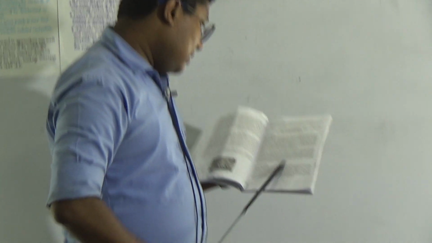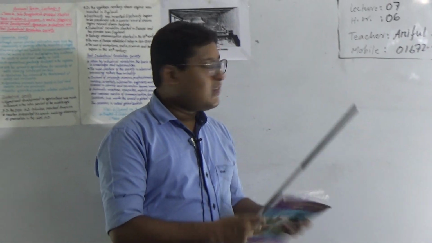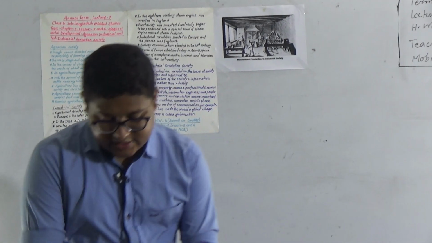So open your book and go to page number 45. Open your Bangladesh and Global Studies book and go to page number 45. Last class we discussed Lessons 3 and 4, Chapter 5: hunting and food gathering society, horticultural society and pastoral society. So today we will discuss Lessons 5 and 6. So let's start the class.